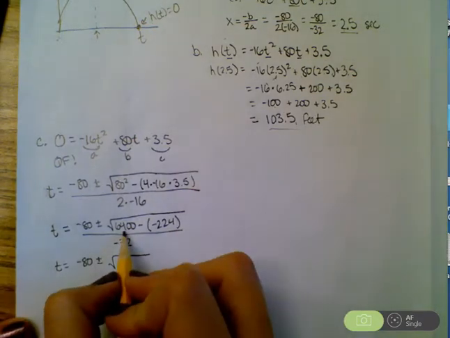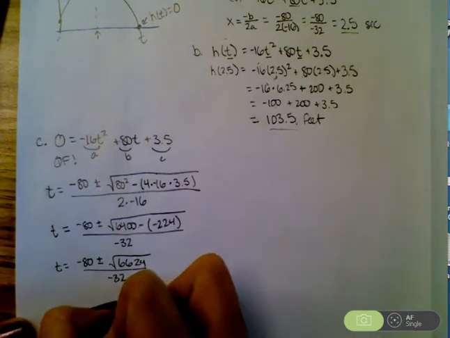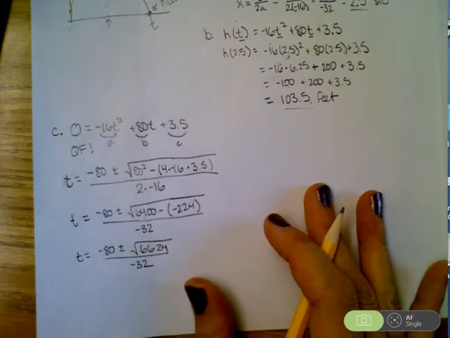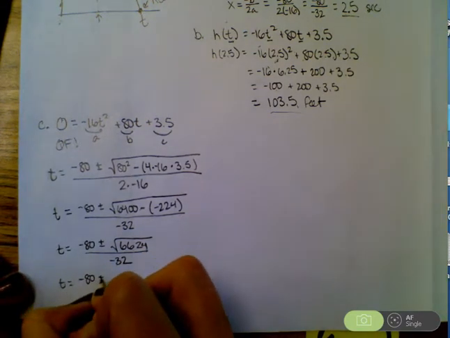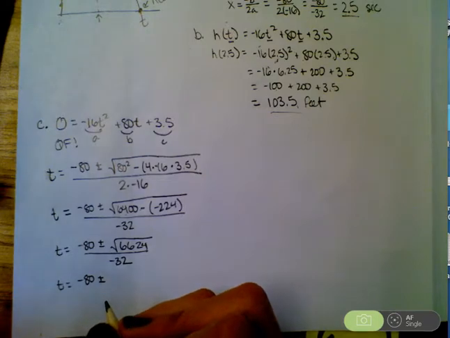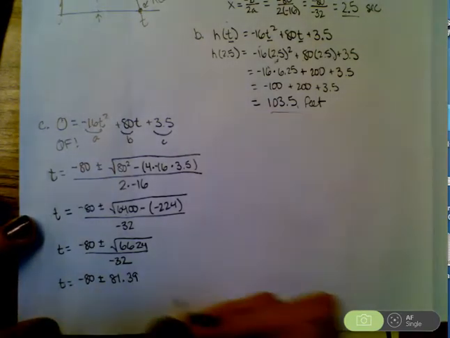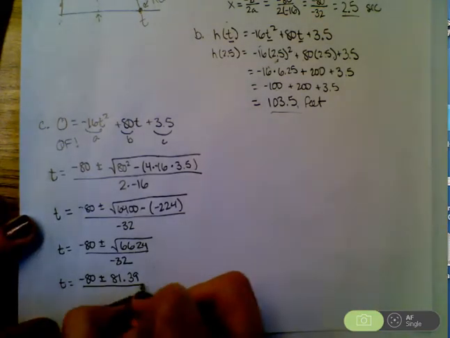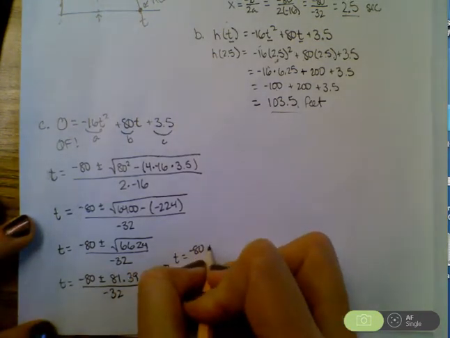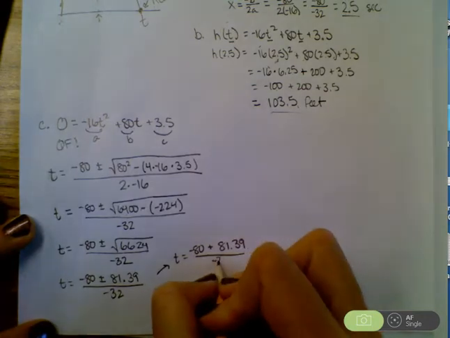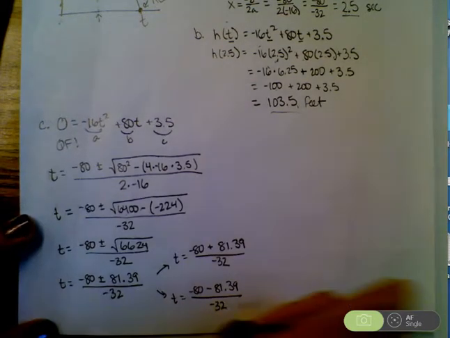Okay, back to this. 6,400 minus negative 224 is positive 6624 over negative 32. So carrying on from there, I get negative 80 plus or minus whatever the square root of 6624 is. 81.38. I'm going to make that 39 just to have decent numbers to work with over negative 32. So at that point I can split it, and t is either negative 80 plus 81.39 over negative 32, or t is negative 80 minus 81.39 over negative 32.